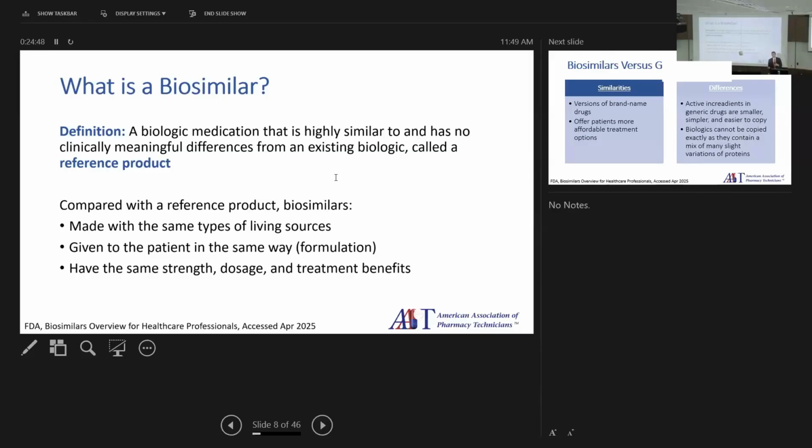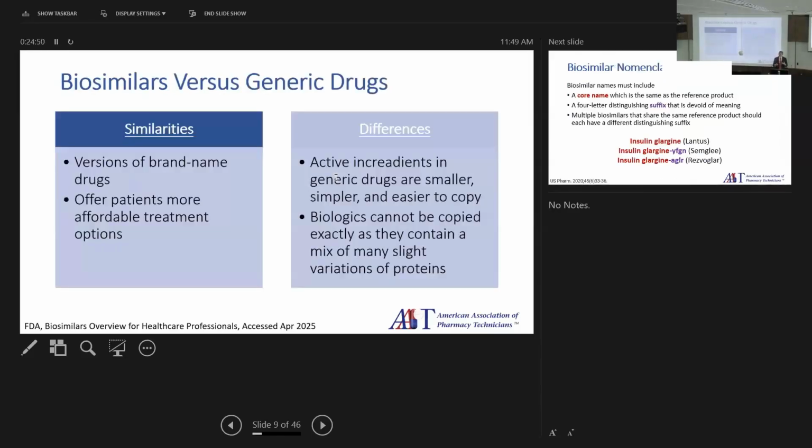So some similarities of biosimilars to generic drugs: both are versions of brand name drugs and offer patients more affordable treatment options. Some differences is, again, the active ingredients in generic drugs are much smaller, simpler, and easier to copy, and biologics cannot be copied exactly. So those are some of the similarities and differences between biosimilars and generic medications.